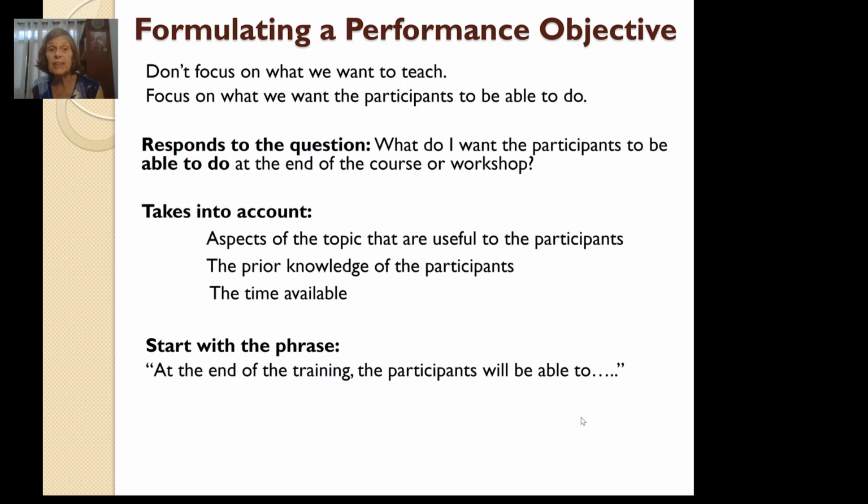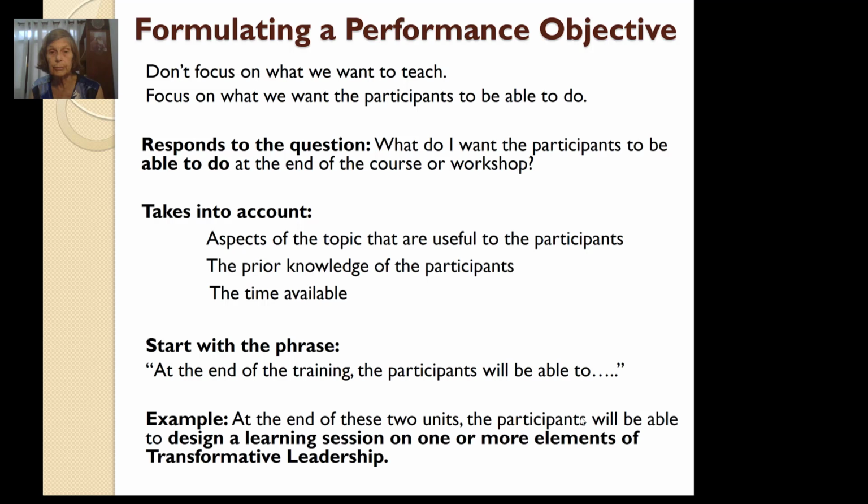A performance objective begins with the phrase, at the end of the training or workshop, the participants will be able to, and then we write what we want them to be able to do. For example, at the end of these 2 units, the participants will be able to design a learning session on one or more elements of transformative leadership.